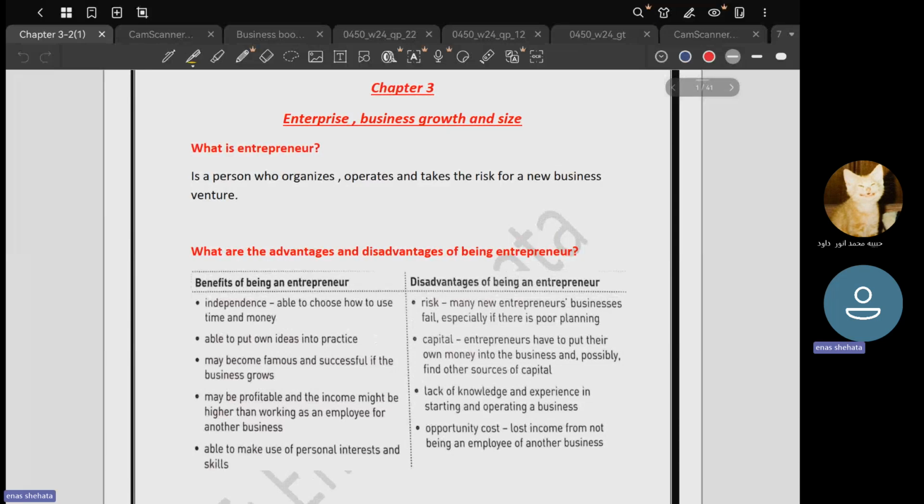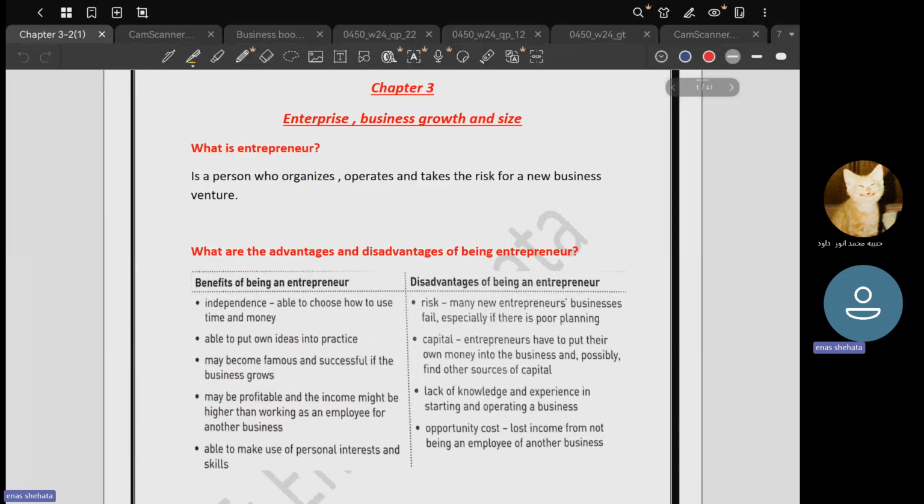May become famous and successful if the business grows. Mark, for example. You know Mark? Most of us know Mark, the one who has Facebook, Instagram, WhatsApp, and many social media. Is he famous? Yes, he is a very famous person. Why? Because he's a successful entrepreneur. He became famous not only because he's successful and his business grows a lot, but because millions of people know about his businesses.